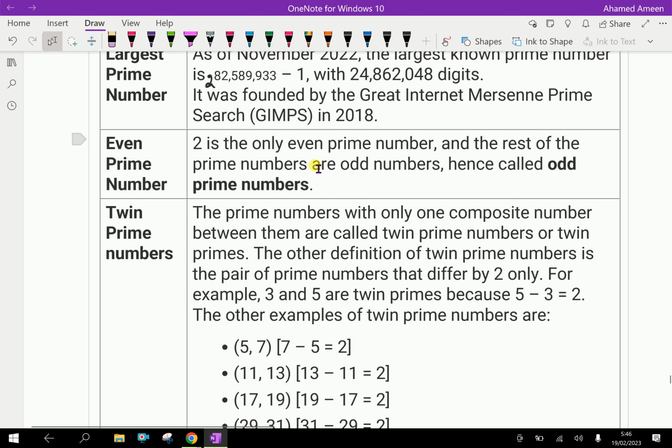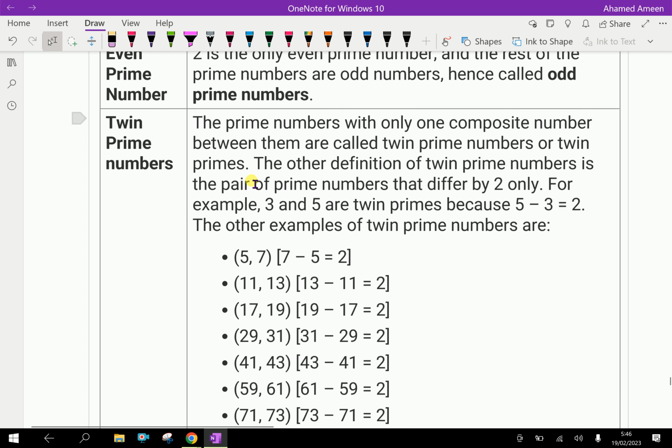It was found by the Great Internet Mersenne Prime Search, which finds Mersenne primes. 2 is the only even prime number and the rest of the prime numbers are odd numbers, hence called odd prime numbers.